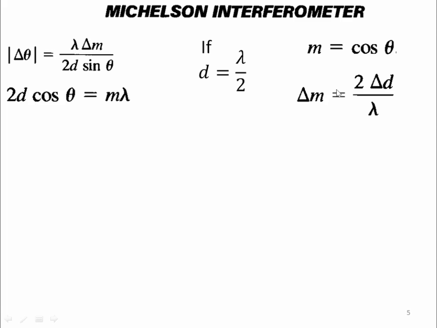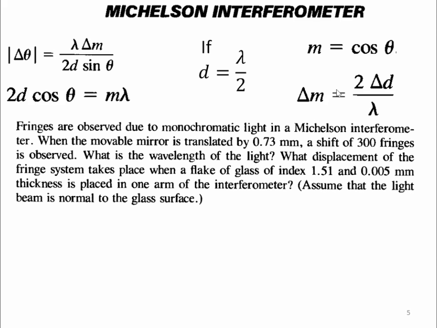To see the physical interpretation of this, let us discuss this example given in this book. Suppose that we are taking a monochromatic light in a Michelson interferometer, and the movable mirror is translated by say 0.73 mm. The mirror is provided with some screw kind of arrangement, just like you see in the screw gauge, and then we can measure how much the mirror has been moved.